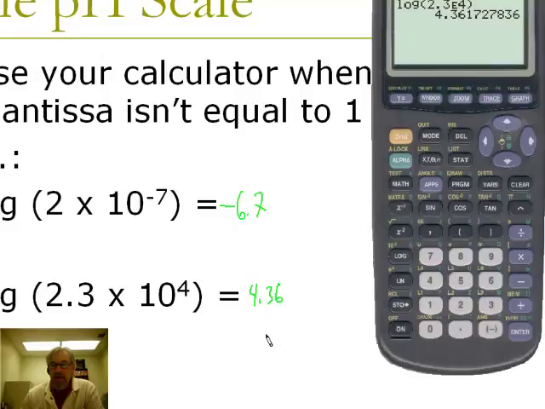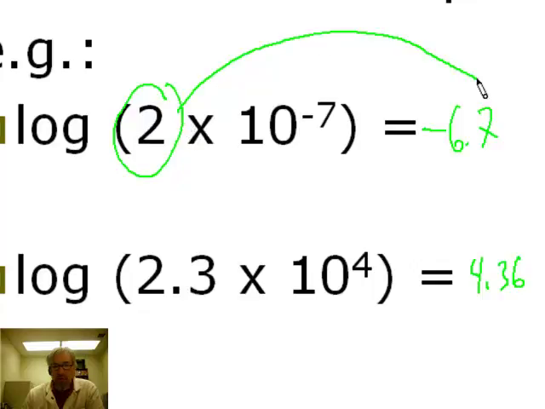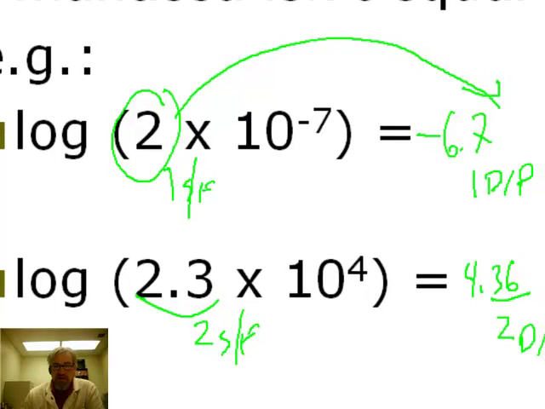The significant figures rule, which I'm not expecting you to memorize, but I just want you to be aware of it, is the number of digits that are in the number you're taking a log of, that's the number of decimal places that are in the log. So I have 1 sig fig in 2 times 10 to the minus 7th. That means I will have 1 decimal place in 6.7. 2 significant figures here. That means 2 decimal places after I take the log.